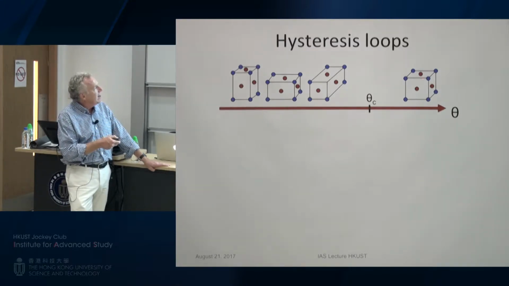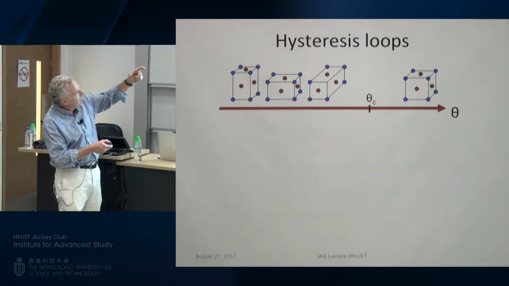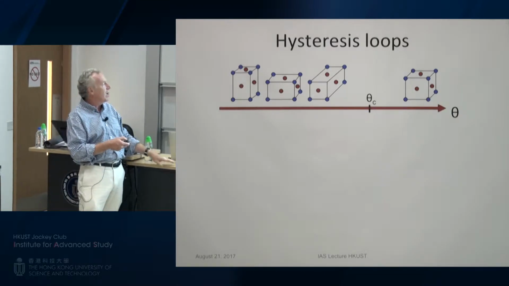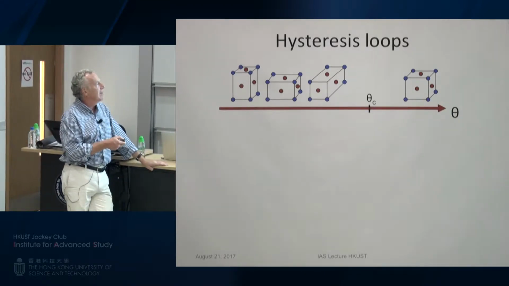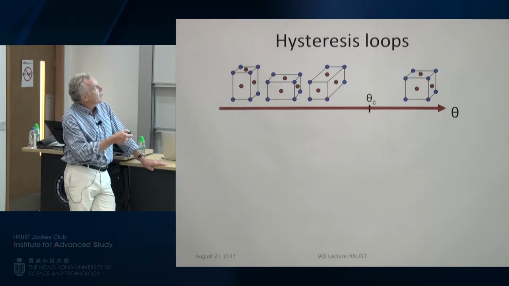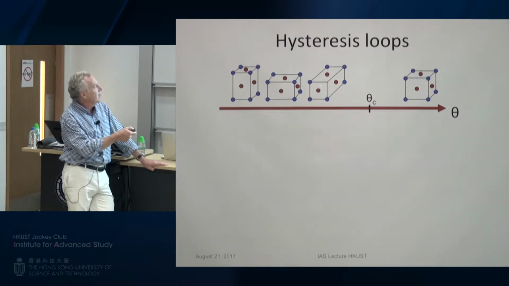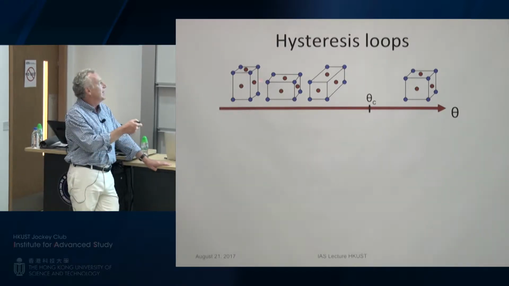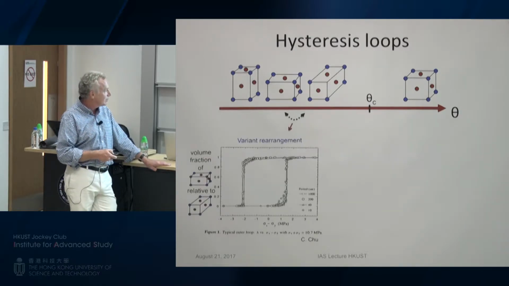And by symmetry, this cube undergoes a distortion by elongating along each of the 100 directions near this transformation temperature, theta C. Of course, theta is the temperature here, and of course there's hysteresis in this phase transformation. But by symmetry, it transforms to one of three forms, and these are called the variants of the low temperature phase. This is often called the Martensitic phase transformation. These would then be the variants of Martensite.